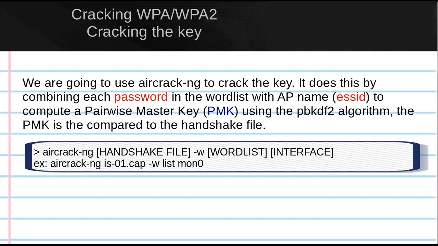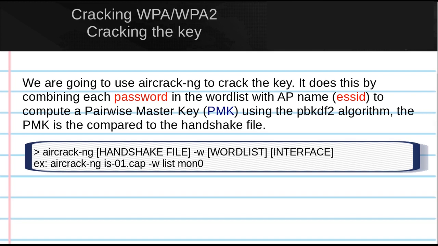Now that we've captured the handshake from our target access point and we have a word list ready to use, we can use Aircrack-ng to crack or determine the key for the target access point. Aircrack-ng is going to go through the word list file. It's going to combine each password with the name of our target access point to create a PMK. The PMK is created using a certain algorithm called PBKDF2.